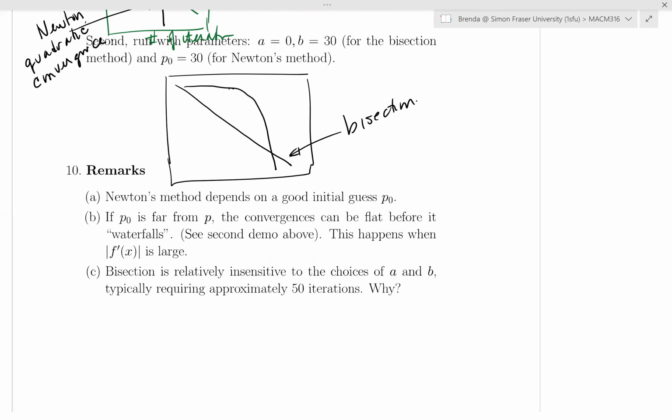The waterfall happens when the derivative is large. Bisection is less sensitive to the initial choices, and it typically requires 50 iterations to get to machine epsilon. That's because you halve the interval each time.